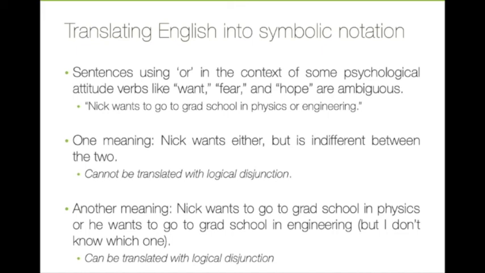That one describes his state of indifference and can't be translated with logical disjunction. So we would assign this long sentence a single sentence letter. It would be an atomic sentence. The other meaning is the one where Nick wants to go to grad school in physics, or he wants to go to grad school in engineering. So he definitely wants one or 2, but likely the speaker would say this if they don't know which one he wants. That's the one that could be translated with logical disjunction, where Nick wants to go to grad school in physics, or he wants to go to grad school in engineering are the 2 disjuncts.